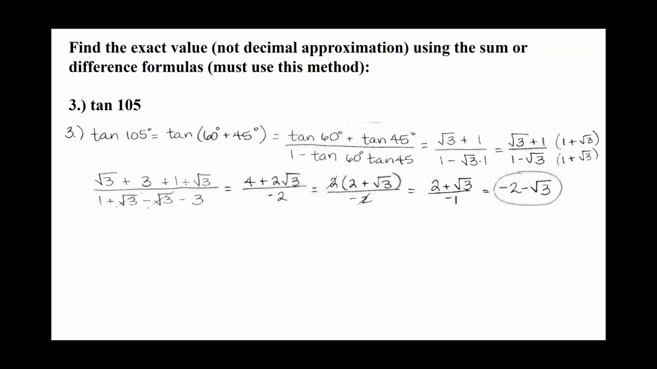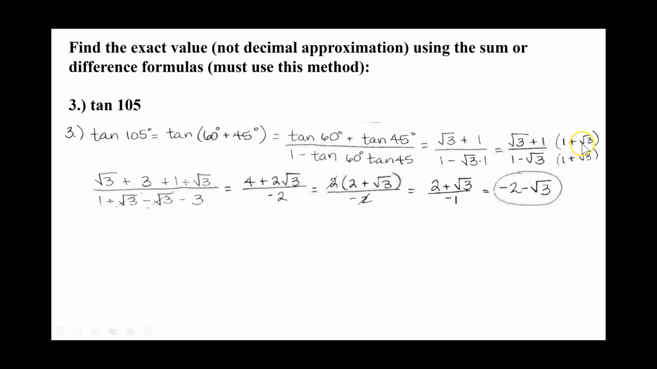All right, so to simplify that, I need to get rid of the radical in my denominator. So I'm going to multiply by the conjugate. The conjugate is when you have the exact same numbers, but the opposite sign in between. So I would have the 1 and the square root of 3, but I'd have the opposite sign in between.